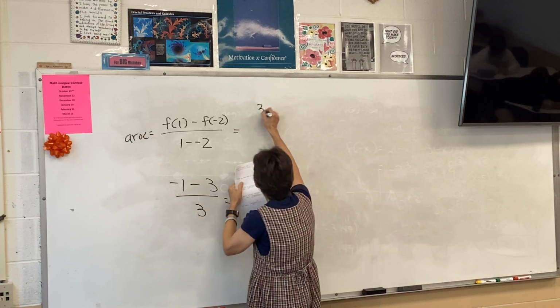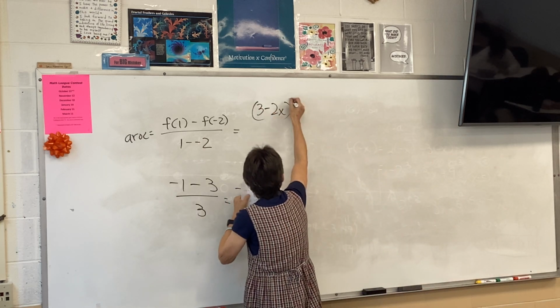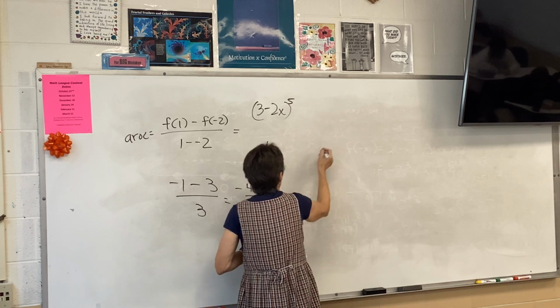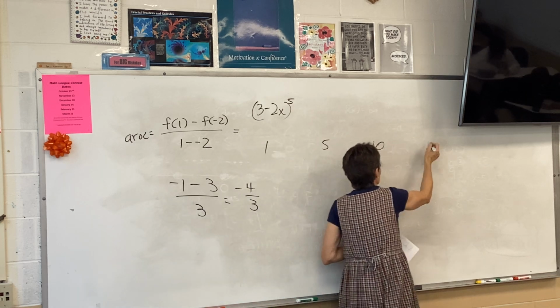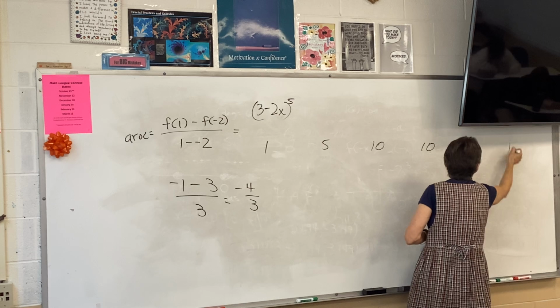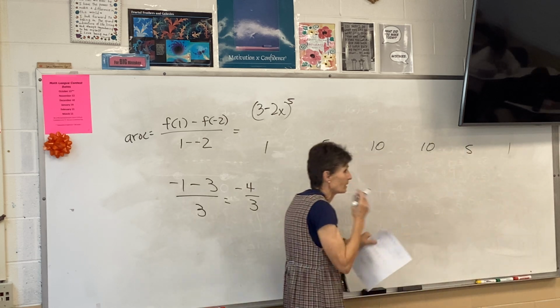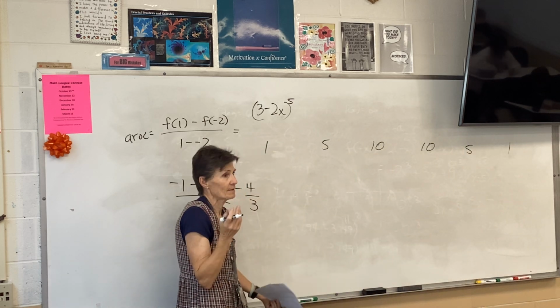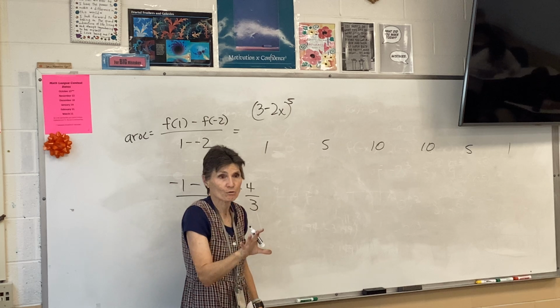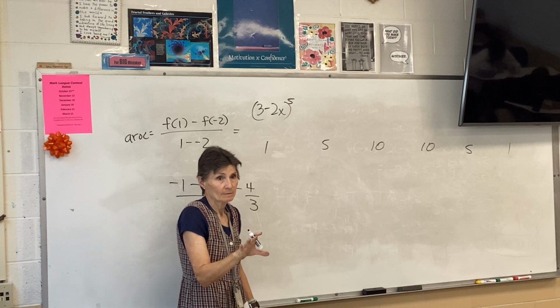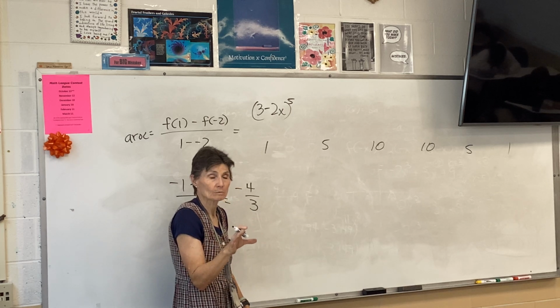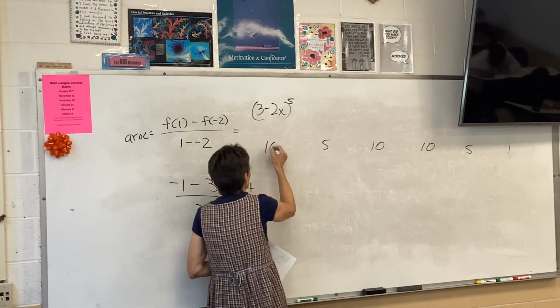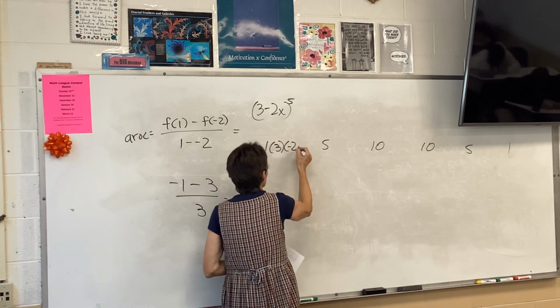Alright, 3 minus 2x to the 5th. 1, 5, 10, 10, 5, 1. I remember that from just a minute ago. We had it up here. Plus, I've done a lot of these. You know how to build the triangle, right? So you could get the 5th row. I got a 3 and a -2x.